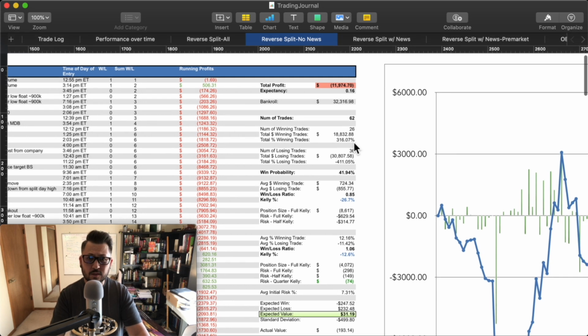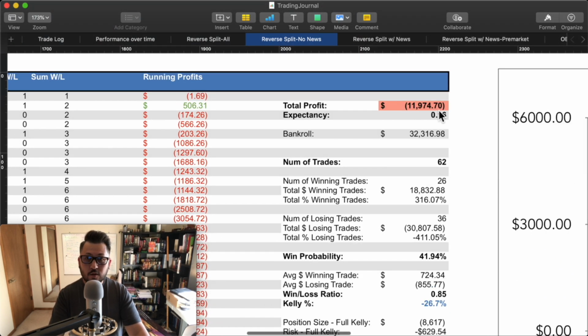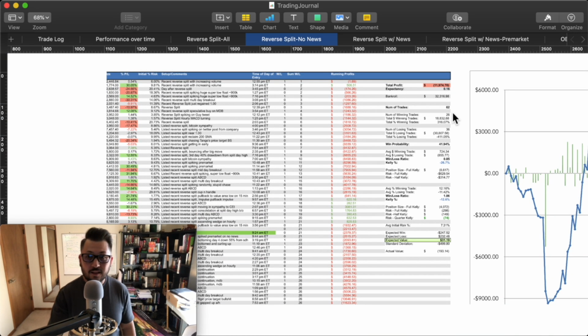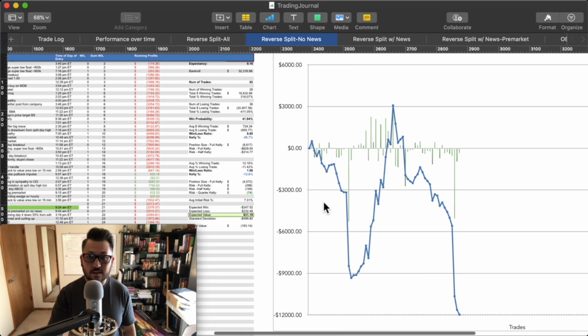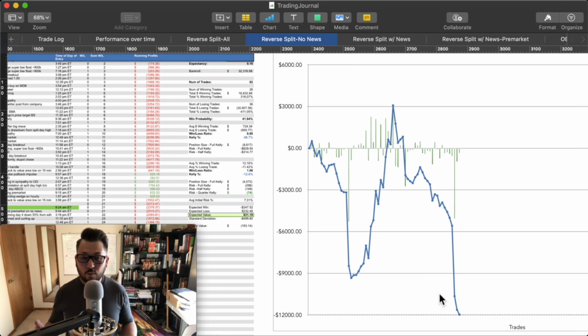So this is the reverse split plays without news. Total profit is negative $12,000. So that right there should say there's no edge playing these reverse split plays without a news catalyst, just based on whatever technical setups that I was seeing on these charts. There was this bit of an upswing, like I lost about $9,000. Then I came back up.